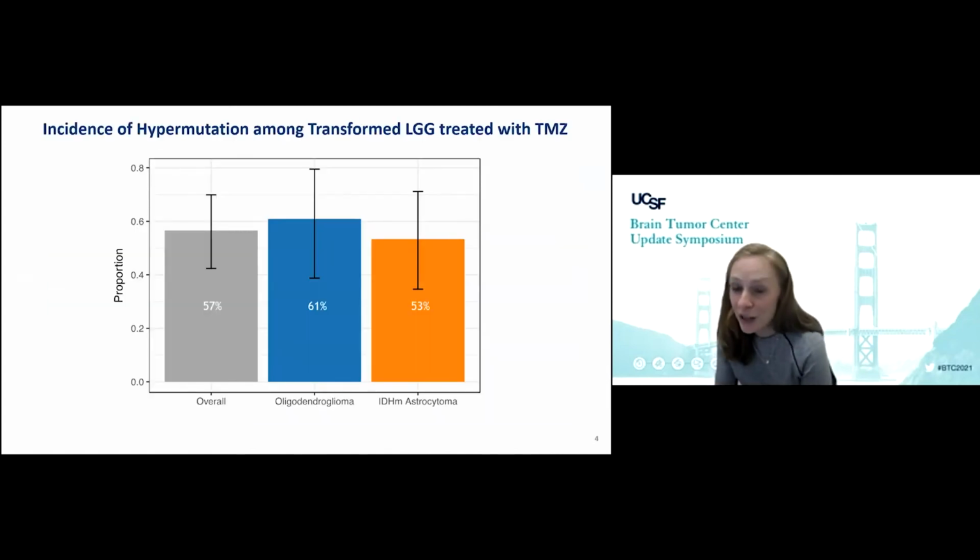So what did we find? Of the patients that had transformed disease and were previously exposed to temozolomide, 57% had evidence of hypermutation in their recurrent specimen. This was fairly equally balanced between the oligodendrogliomas, where we saw 61% of patients having evidence of hypermutation, and the astrocytomas, where we saw 53%. Just noting that 0 patients that were not exposed to temozolomide developed hypermutation, which we expect.